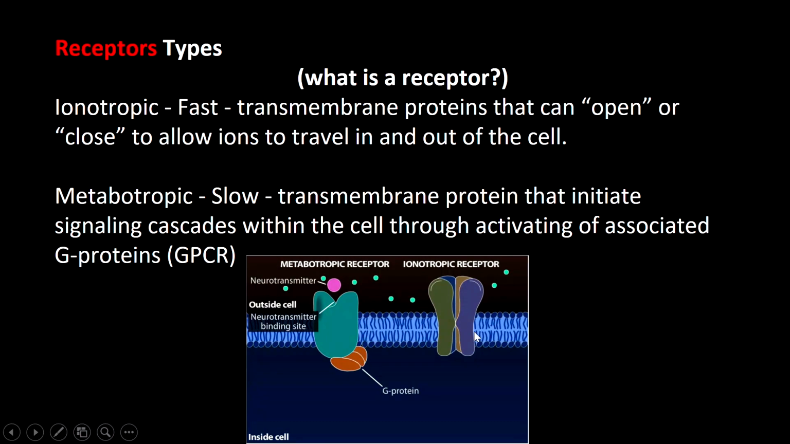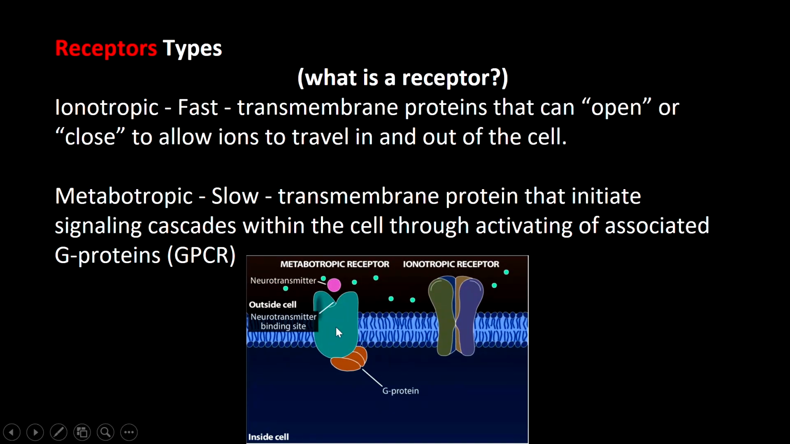So most of them are just ion channels. They can open and close, like ions go in and out. These things happen really fast. And the other type is metabotropic, and they are usually transmembrane proteins that will initiate a signaling cascade within the cell. So this is a metabotropic receptor that is a protein.